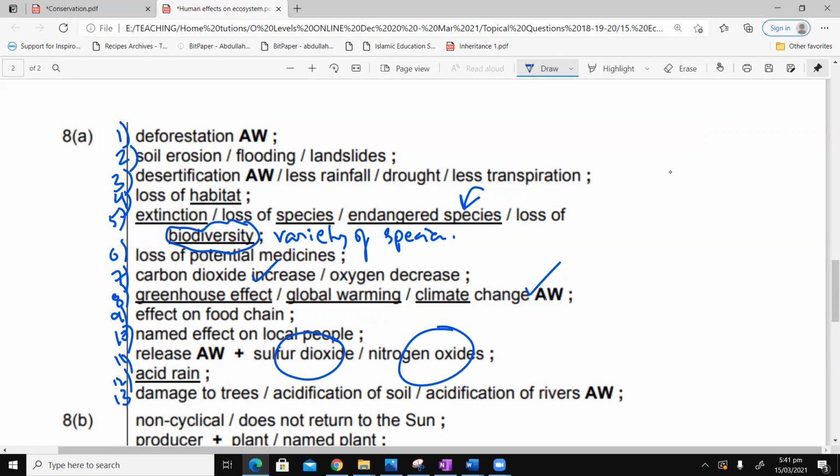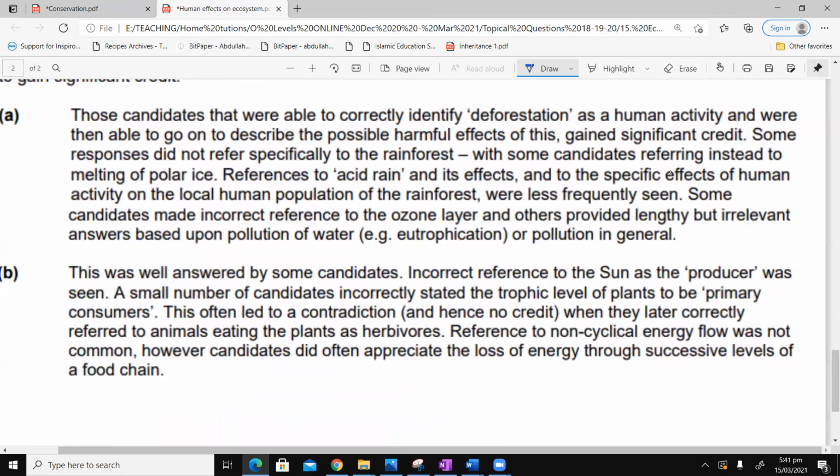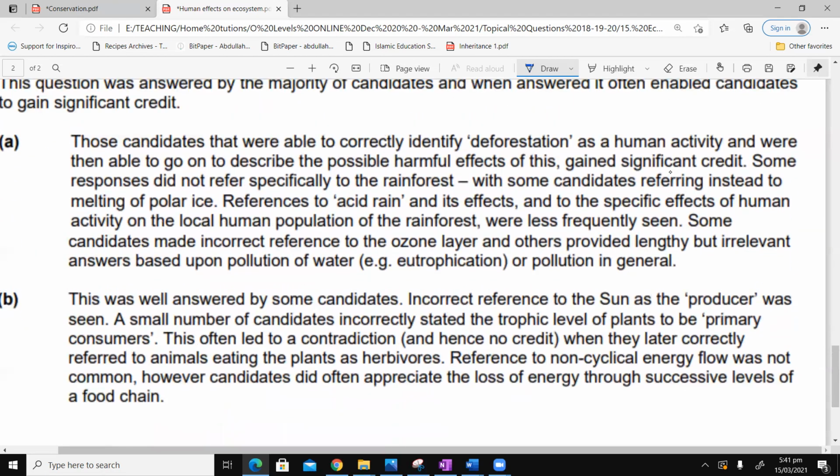I mean, apart from the fact that we're destroying them because of deforestation, this is also an effect. इसकी हम जरा जल्दी से examiner report भी देखते हैं. Those candidates that were able to correctly identify deforestation as human activity and were then able to go on to describe the possible effects of this gain significant credit.